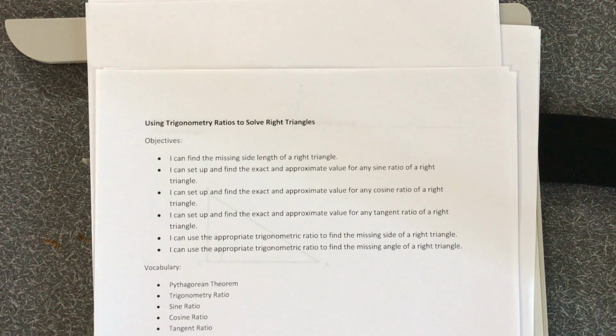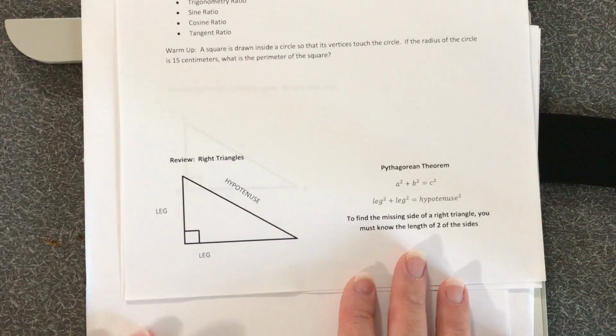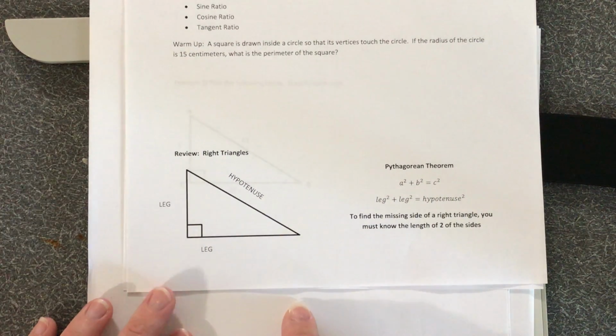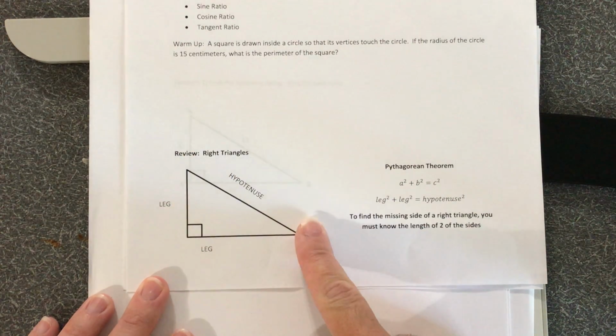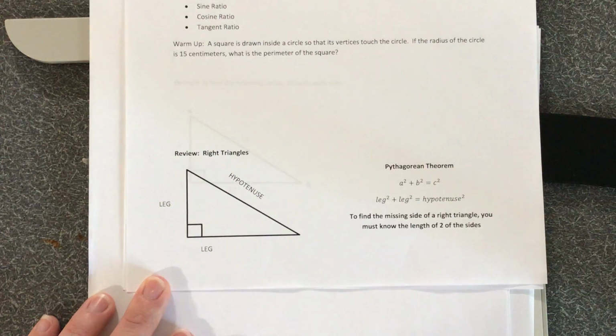In this lesson, we're going to be using trig ratios to solve right triangles. So let's talk a little bit about what it means to solve a right triangle. Well, in a right triangle, as you know, your right triangle is made up of the two legs and the hypotenuse. The hypotenuse is always opposite of the right angle.